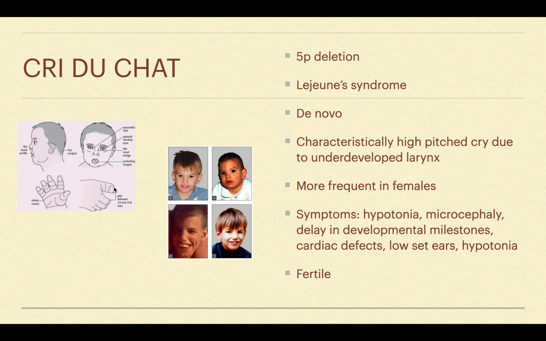And they're not as severely affected as the other trisomies, because it depends on how much is deleted. If it's only a minor deletion, then the child might have some learning disabilities, but not all of them are very severe. Not all of them have the microcephaly. Say this child is fairly normal. Patients with Cri-du-chat syndrome are also fertile, so they can reproduce.